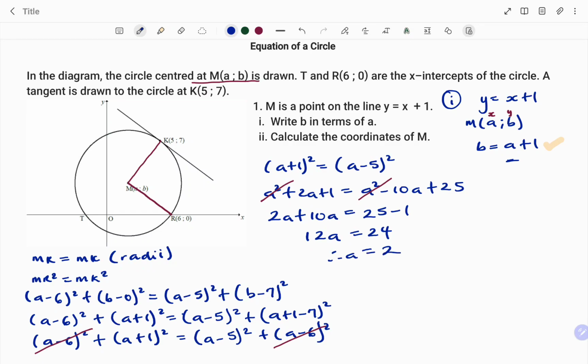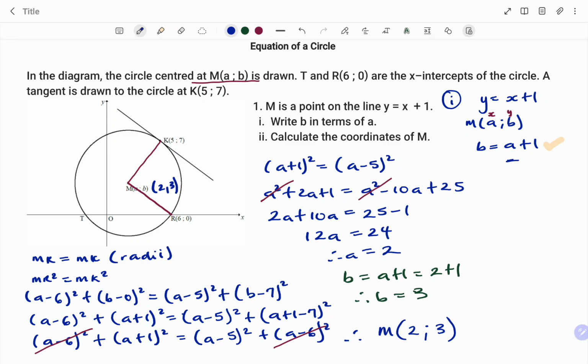And once I can find the value of a, I can find the value of b. We have b equals a plus 1, which is equal to 2 plus 1, so therefore b equals 3. So the coordinates of M will be the a value, that's 2, and the b value, that's 3. So we've been able to prove that M is (2, 3).